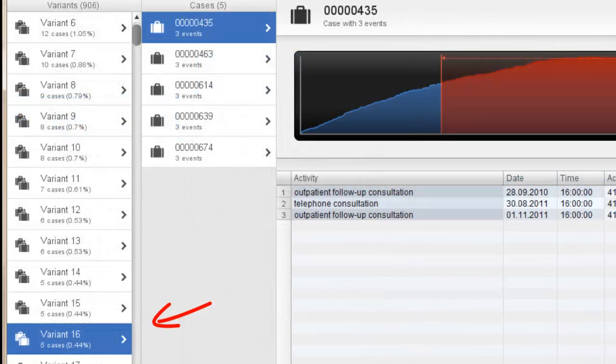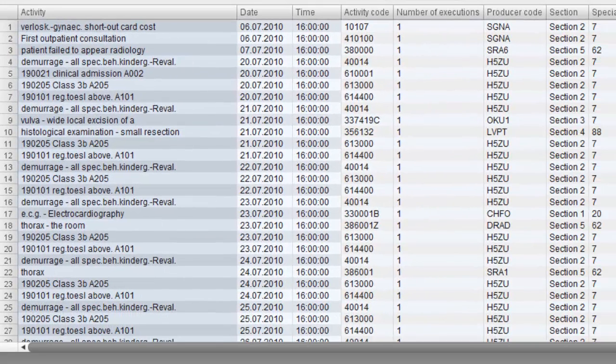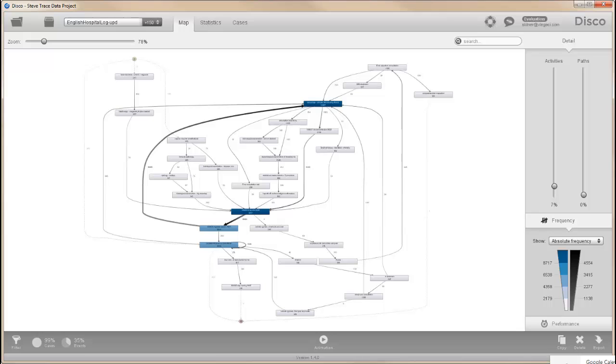If we go down to the 16th most common path, followed by 5 patients, we see it is actually very similar for practical purposes. This points out a key aspect of process mining, how you may choose to manipulate the data to reveal or conceal differences and similarities. Going down to path variation 229, we see only one patient followed this path and had 38 activities. So to review, we can examine paths and patients in individual detail, as we've done here, and we can also view the inferred process map.